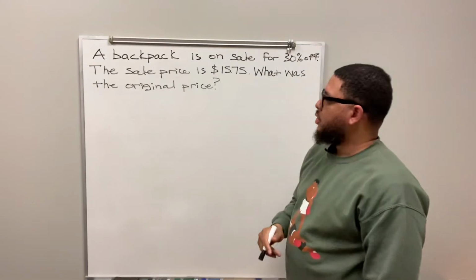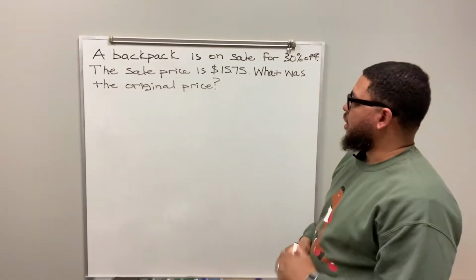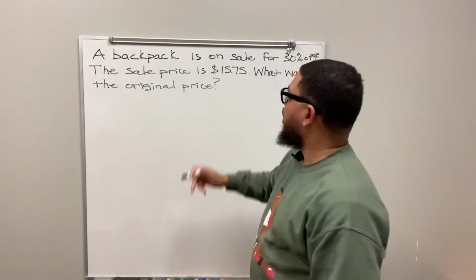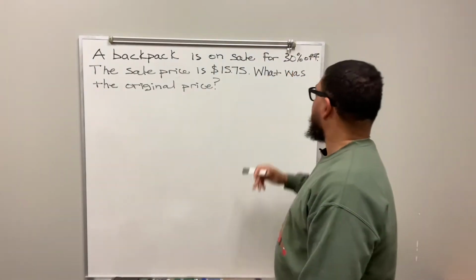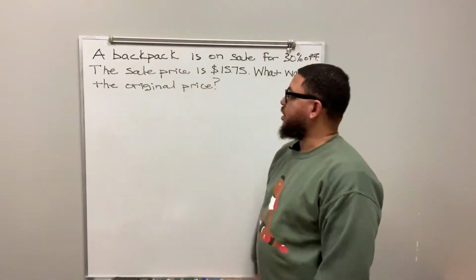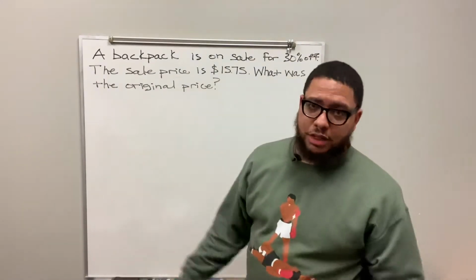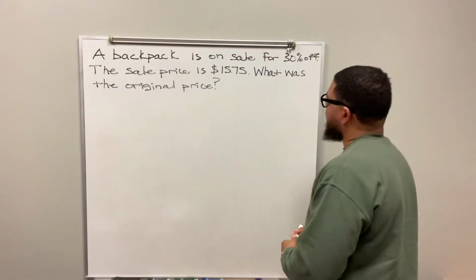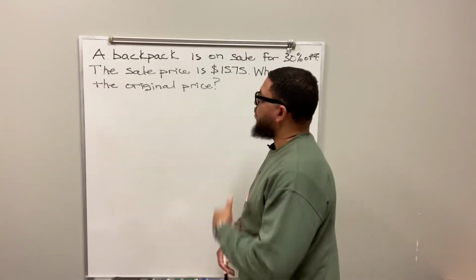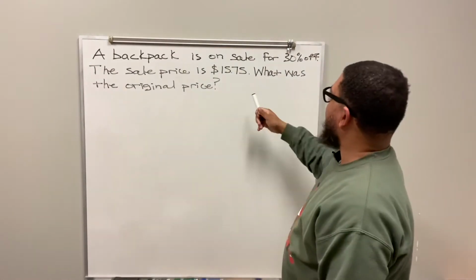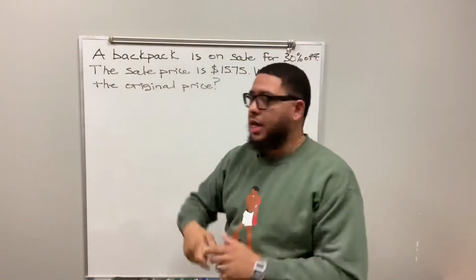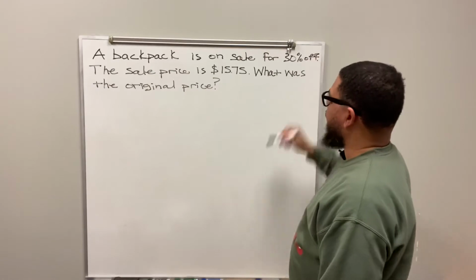All right. So we have to be careful not to think that all we need to do in this problem is just find 30% of 15.75 and then subtract that from 15.75, and then that would be the answer, because that would not be the answer. Because if we read carefully, we realize that 15.75 is the sale price, and the backpack was originally priced at a higher price, and 30% was taken off of that, right?